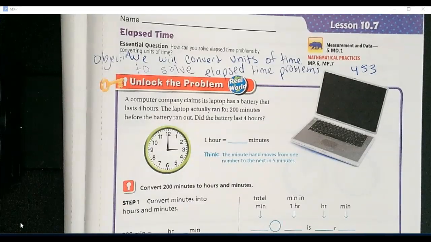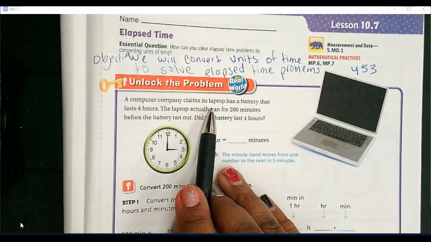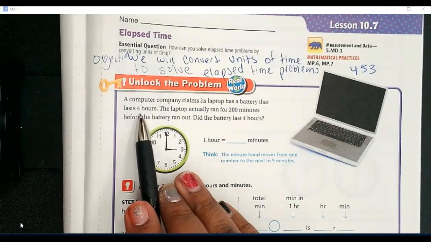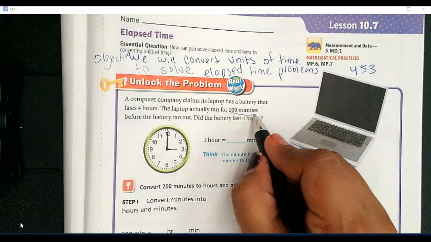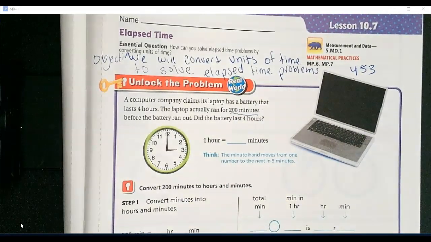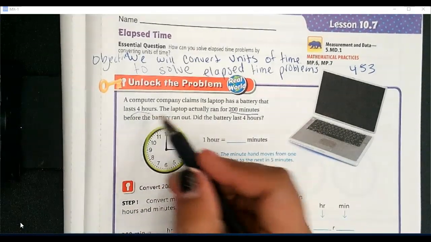Okay, so let's go ahead and unlock this problem. You can pause it to finish writing. And the problem states, ready? Read it with me. Begin. A computer company claims its laptop has a battery that lasts 4 hours. The laptop actually ran for 200 minutes before the battery ran out. Did the battery last 4 hours? So, we need to find if the battery lasted 4 hours.